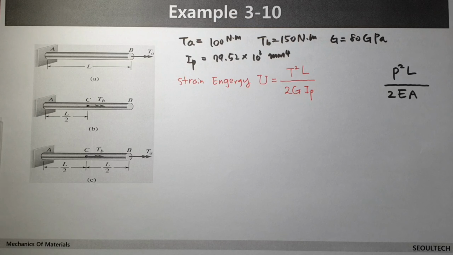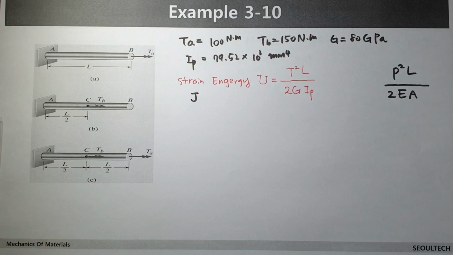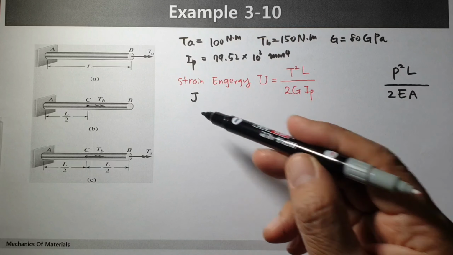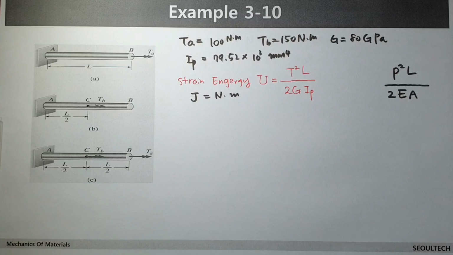When you consider strain energy, the final unit is Newton meter, that means joule. We have the unit joule because it's energy. Energy is defined by joule. When you substitute all the details, the final unit is joule. Joule is actually Newton meter. Okay, that's the basic background for this case.